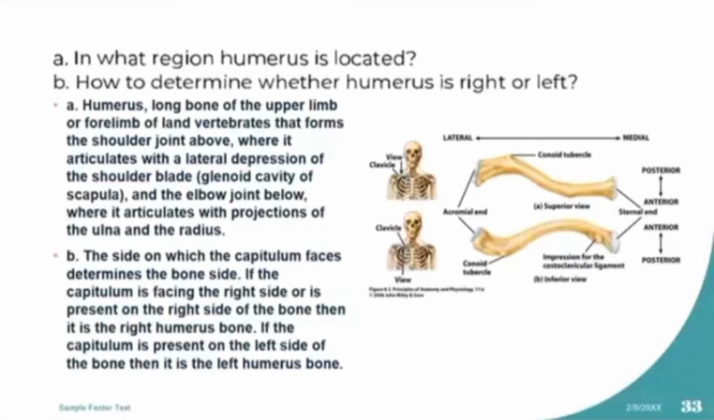B. How to determine whether the humerus is right or left? The side on which the capitulum faces determines the bone side. If the capitulum is facing the right side, or is present on the right side of the bone, then it is the right humerus bone. If the capitulum is present on the left side of the bone, then it is the left humerus bone.